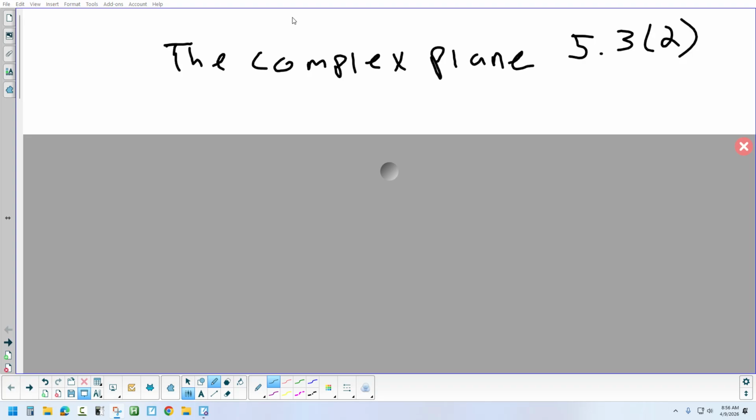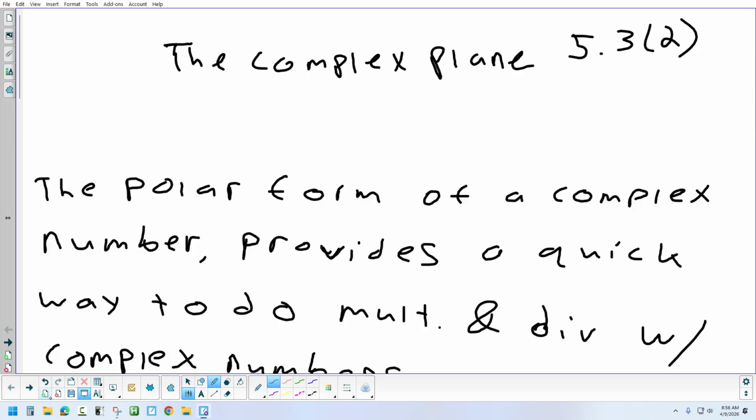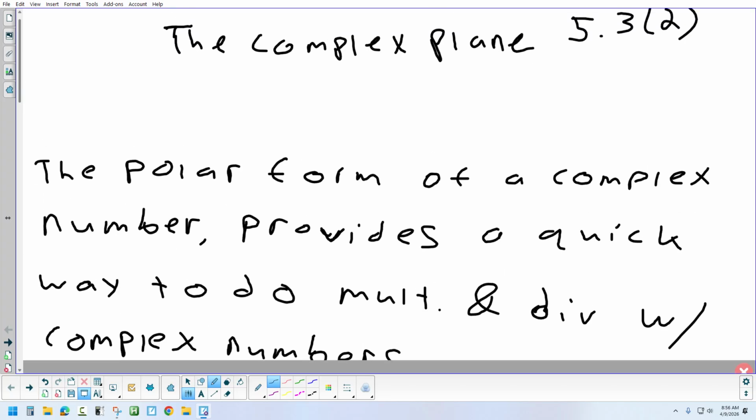So the last lesson we're going to look at is the second half of 5.3. And we talked yesterday about how to write complex numbers in polar. And the advantage of writing them in polar is it gives us a really quick way to do multiplication, division, and one other thing I'm going to talk about is raising to a power.